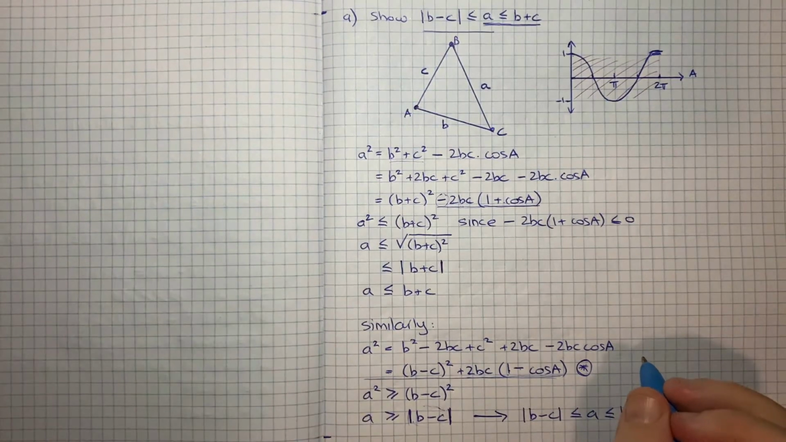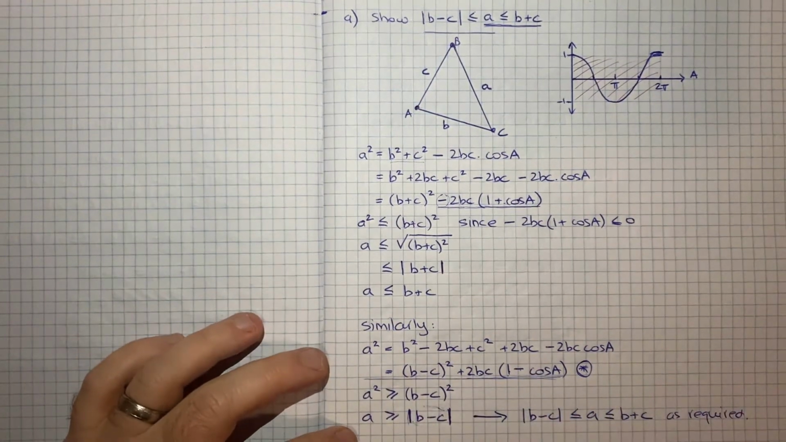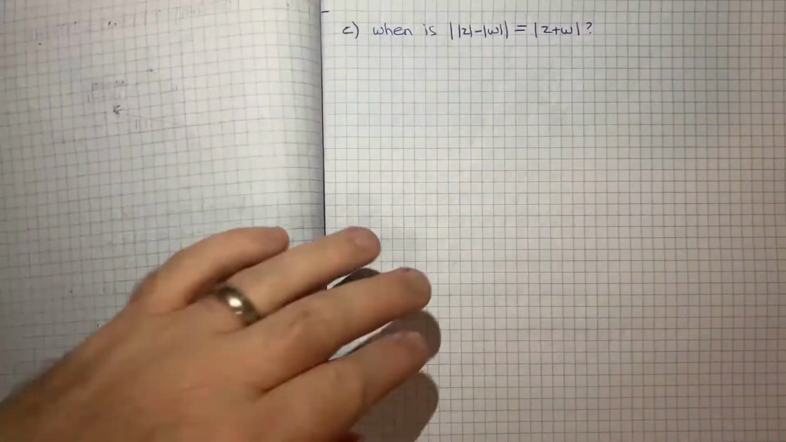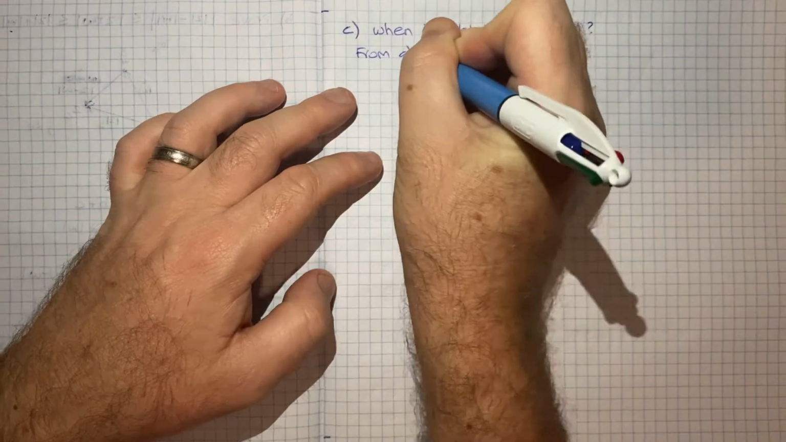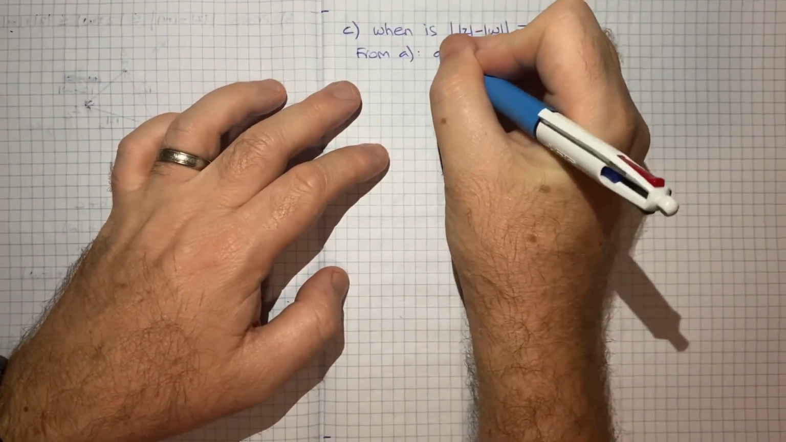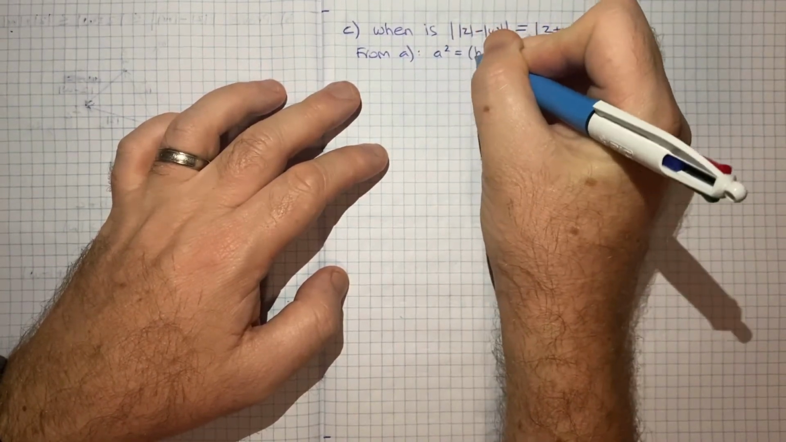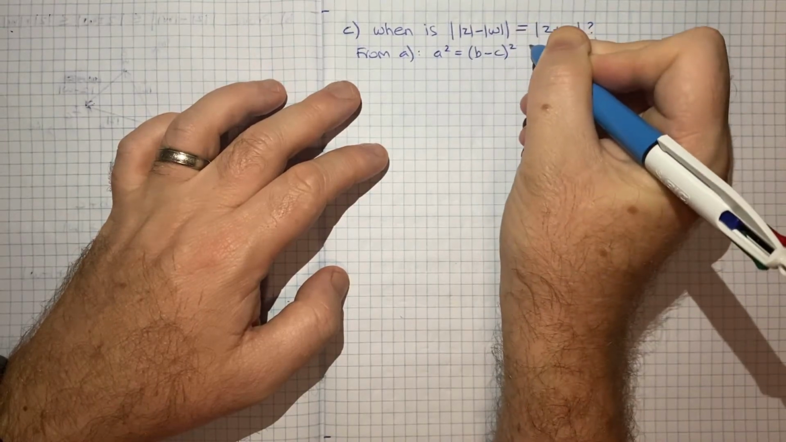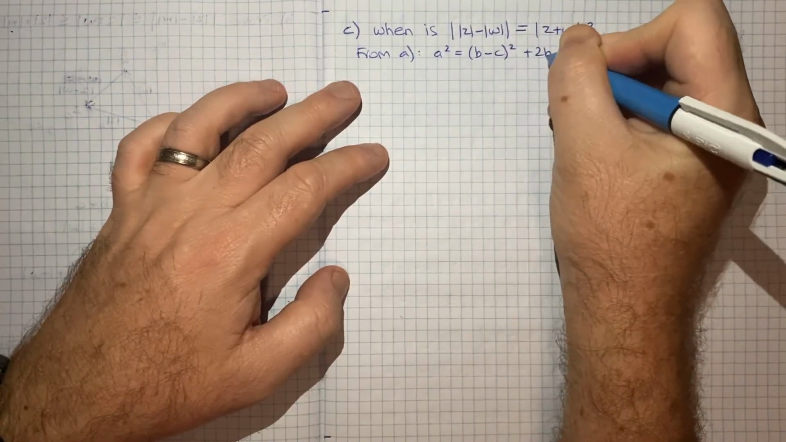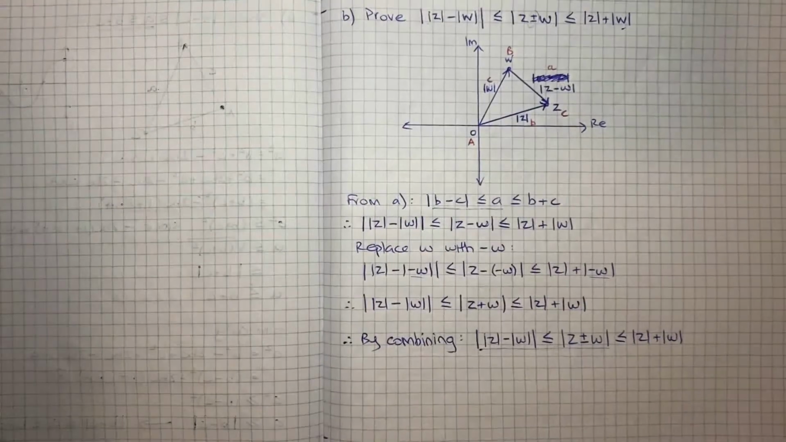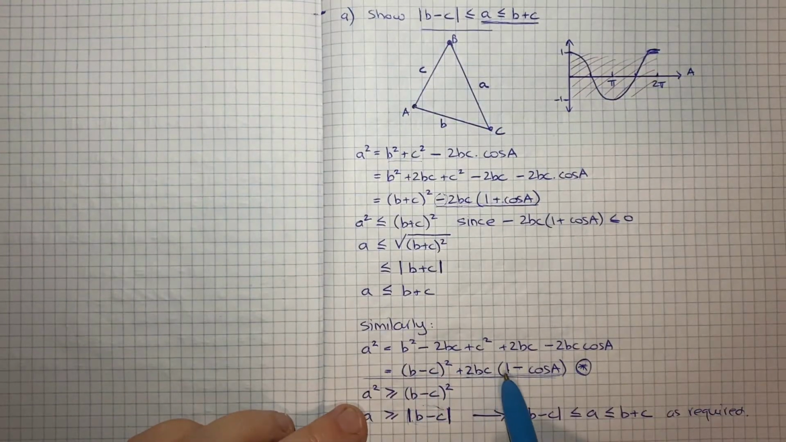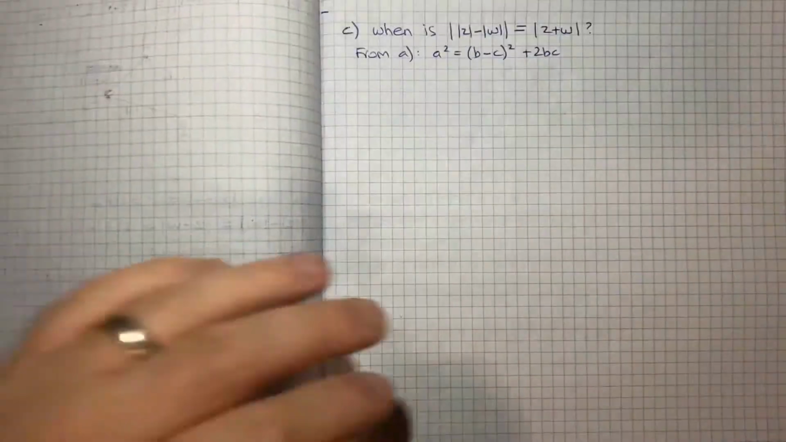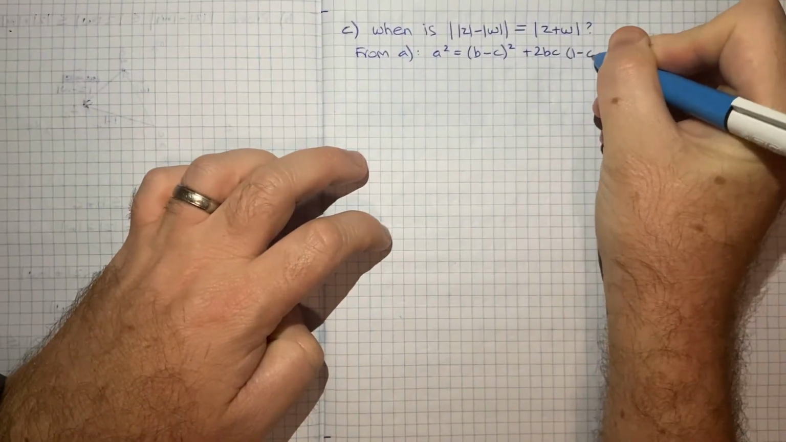So maybe what I'll do is rewrite this so that we can work with it. So let's say from A, we had noted that A squared is equal to B minus C squared plus 2BC, let's just make sure I get this right, B minus C squared plus 2BC times 1 minus cos A.